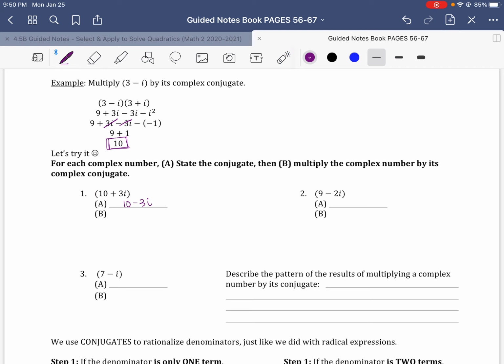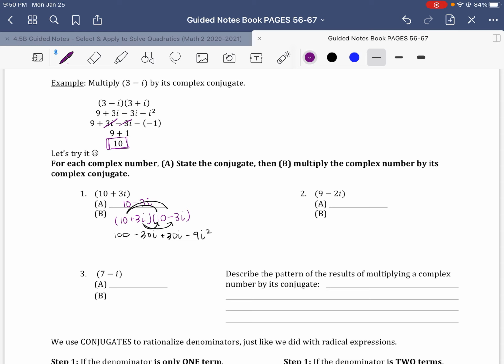So if my number here on number 1 is 10 plus 3i, then the complex conjugate would look like 10 minus 3i. And if I wanted to multiply those two together, I would have 10 plus 3i times 10 minus 3i, and I would go ahead and distribute this. So we multiply here, we get 100. 10 times negative 3i is negative 30i. Again here we get positive 30i. And 3i times negative 3i is negative 9i squared.